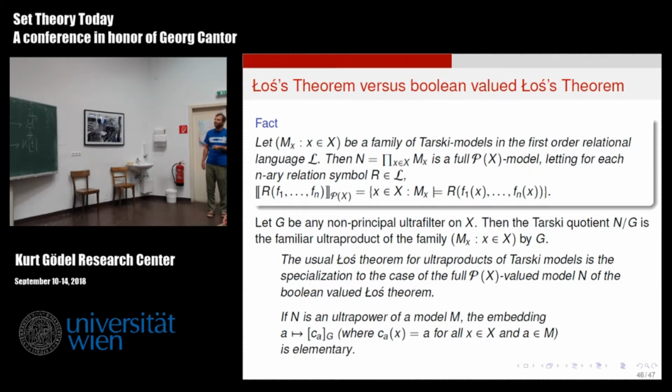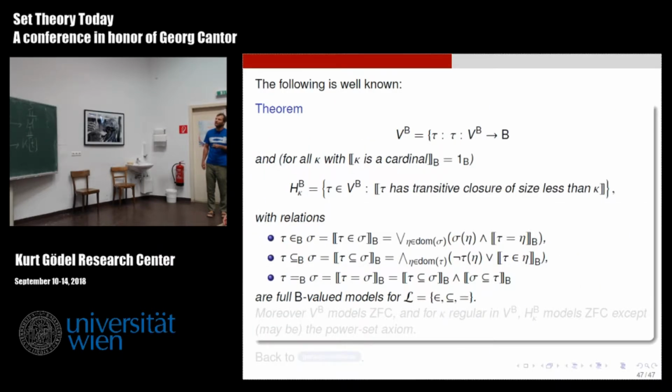If you have an ultrapower of a model of M, then this map is elementary. Well, it doesn't really matter. And then this is the model of set theory we are used to working with. What is an element of this model? It's a function from this class into the Boolean algebra, a set-size function from this class to the Boolean algebra.